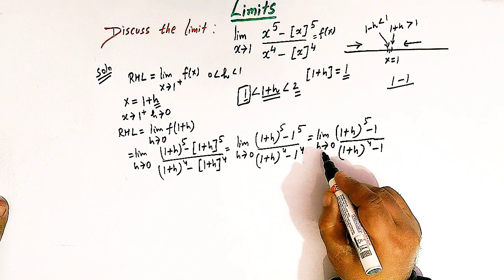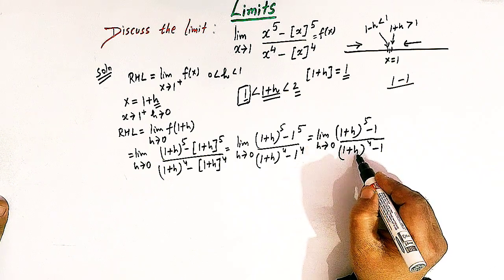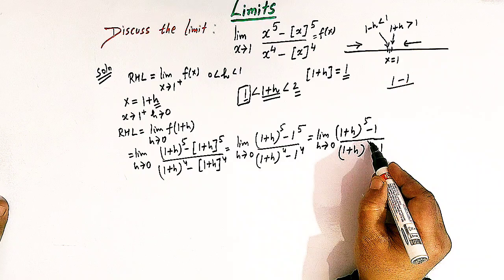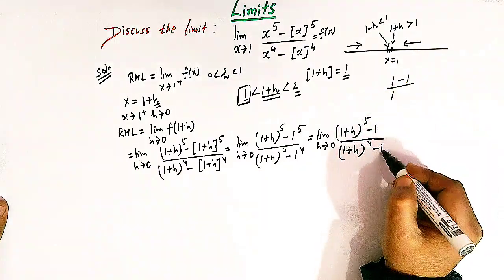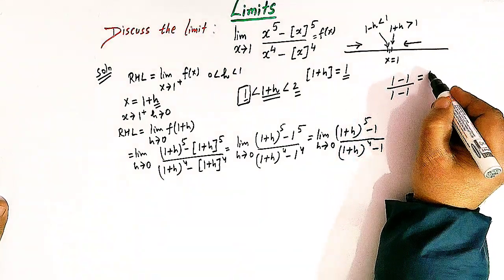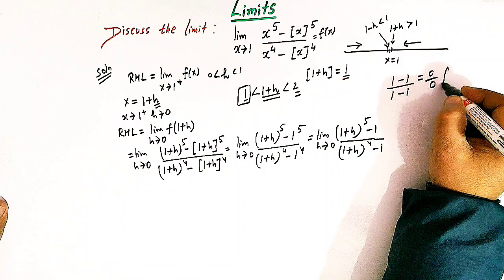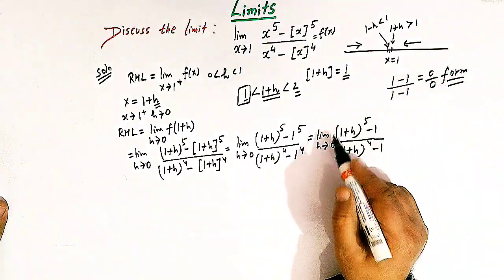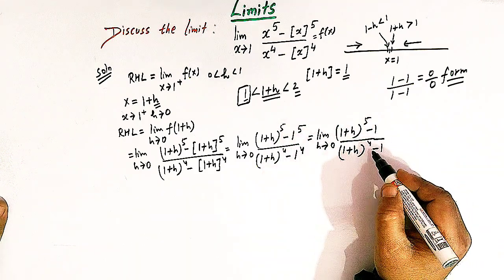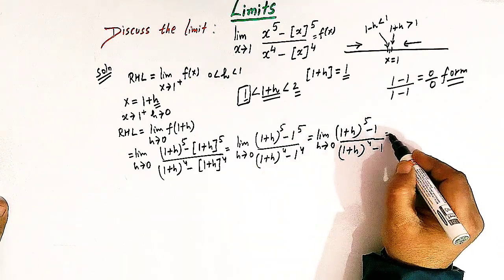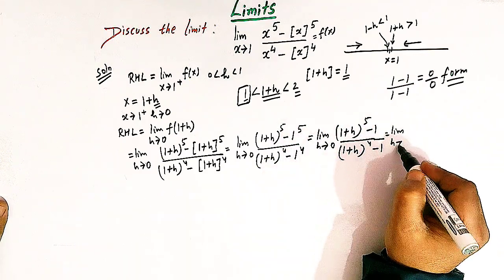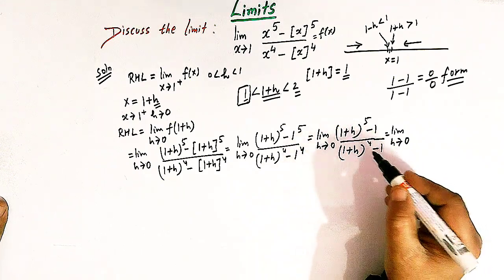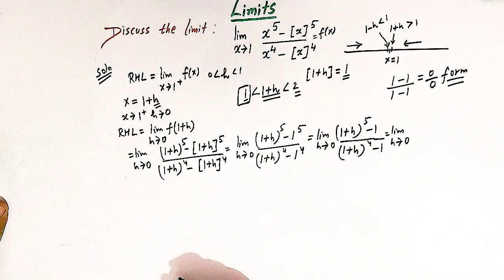And when we take h is equal to 0 in the denominator, then 1 plus 0 is 1, 1 raised to 4 is 1, and here we have minus 1, so this is 0 over 0, right? So we get the 0 over 0 form in this limit, so we can easily apply L'Hopital's rule by differentiating the numerator and denominator separately with respect to h, right?